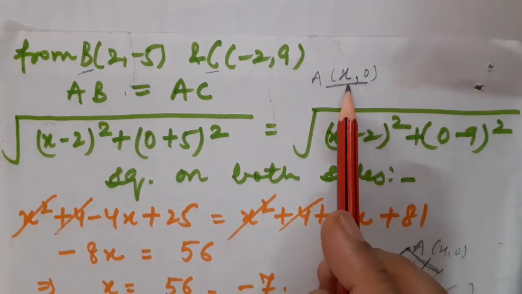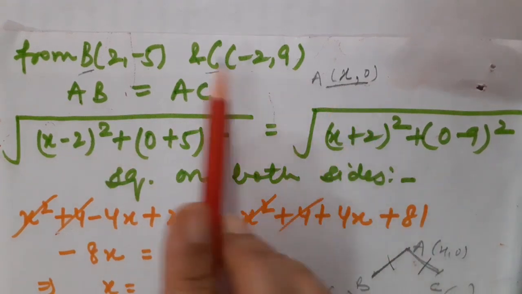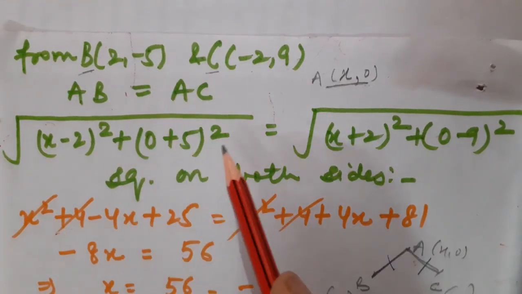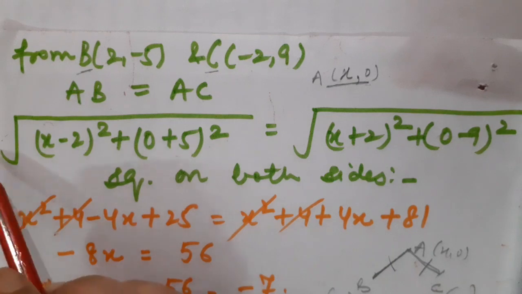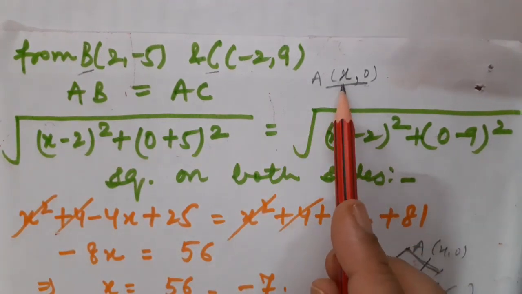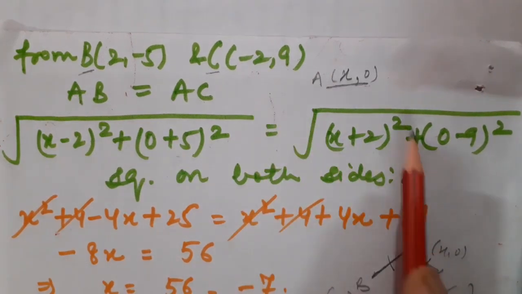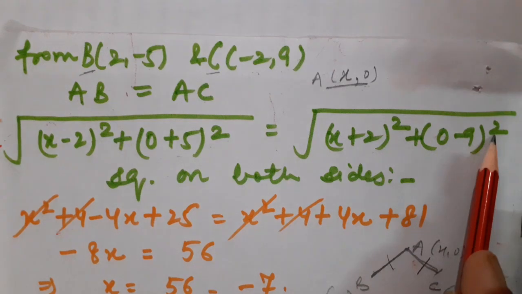So let us calculate the distance between A and B. It will be the square root of (x minus 2) whole square plus (0 minus of minus 5, that is 0 plus 5) whole square, is equal to, now I have to calculate AC, means x minus minus 2, that would become (x plus 2) whole square plus (0 minus 9) whole square, correct.